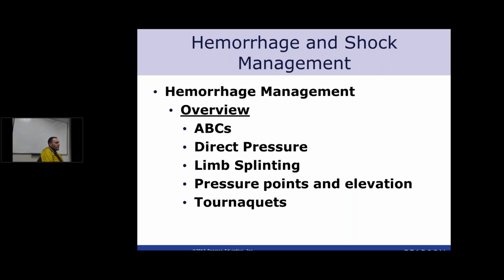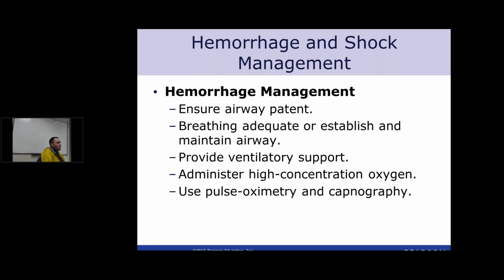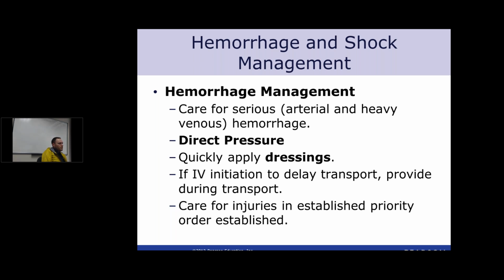All right, and then management. We talked about this stuff: ABCs, direct pressure, splinting, immobilizing that fracture so that you're not blowing any clots and causing more bleeding, and tourniquets as a last resort if needed. You guys know this stuff. We go through the ABCs, and we've already talked about monitoring your oxygen and capnography. Direct pressure is vital. Quickly apply your dressings.